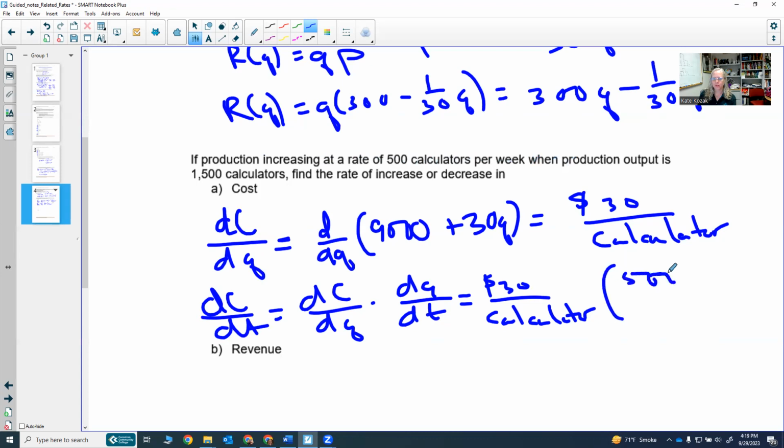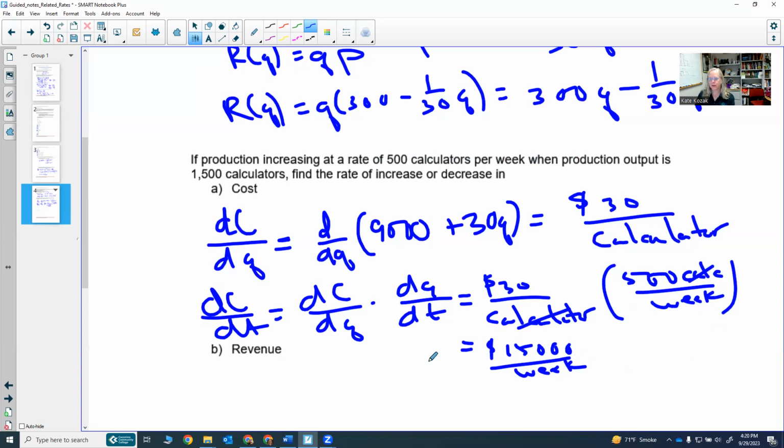So we have 500 calculators per week. Calculators will cancel, and you'll be able to see that you're going to get $15,000 per week.